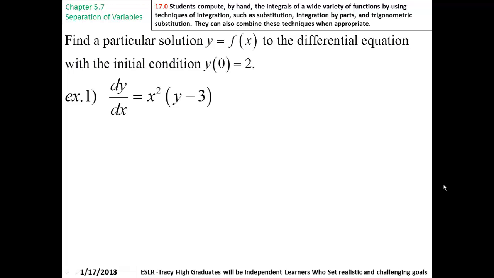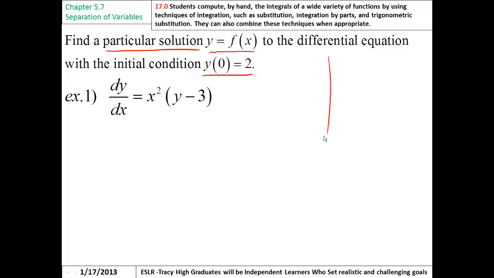Hey guys, this is separation of variables in differential equations, day 3. In the past, we always had directions that said find the general solution to the differential equation dy/dx equals f of x. But now it says find a particular solution, y equals f of x, with the initial condition y of 0 equals 2.